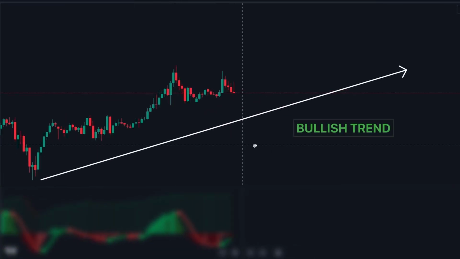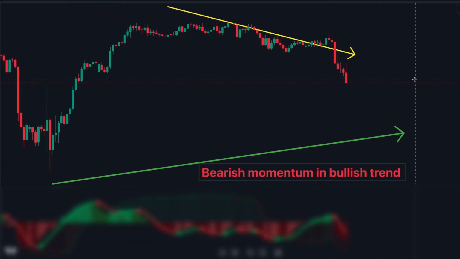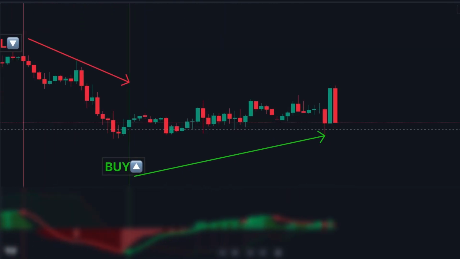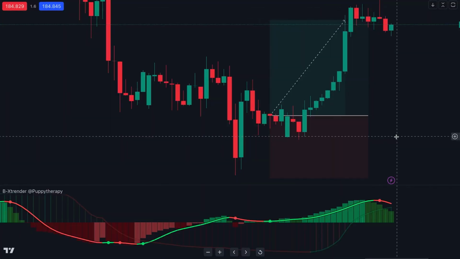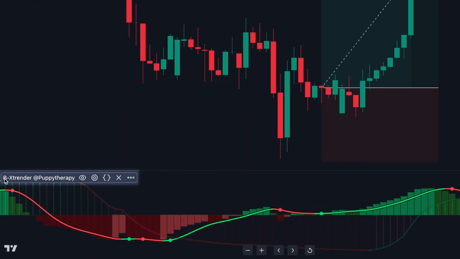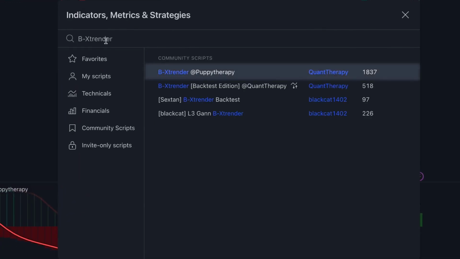The indicator we are covering today solves this issue by not only providing the trend, but also the momentum and even buy and sell signals all in one incredible free indicator. This trade was caught using the indicator, and as you can see here, the indicator in question is called B-Xtrender. Go to the Indicators tab and search B-Xtrender, it's this one by Quant Therapy, and add it to your chart.